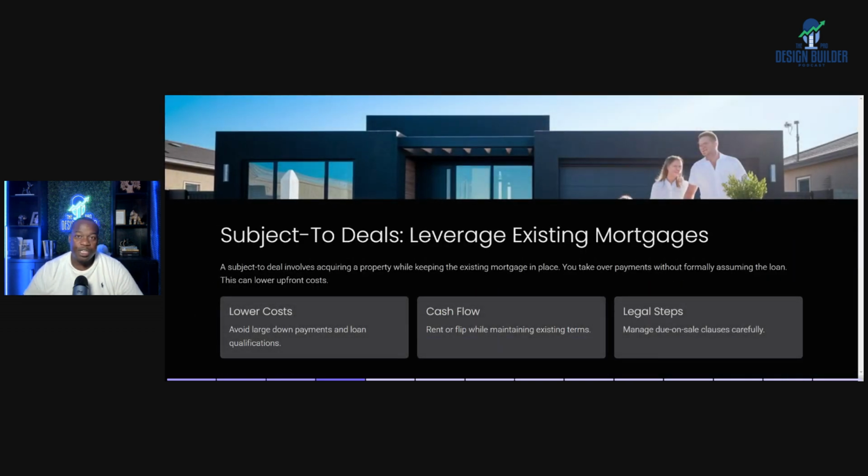Now let's get into subject-to deals, leveraging existing mortgages. All right, subject-to deals involve acquiring a property while keeping the existing mortgage in place. You take over the payments without formally assuming the loan. This can lower upfront costs.